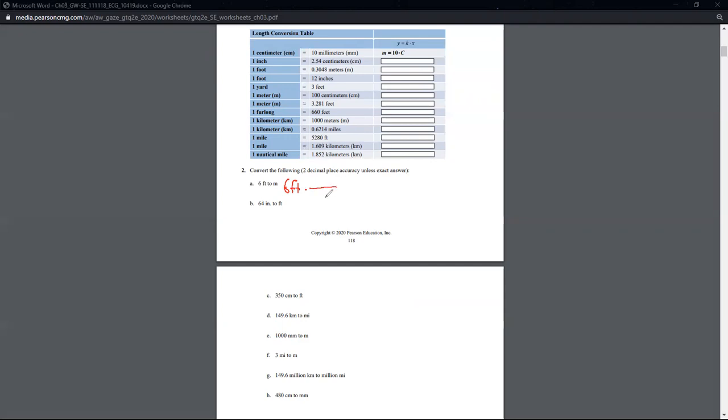And in that fraction, we need the conversion between feet and meters. We got to find that in the table. Now, I said you don't have to memorize these. They'll always be in a table or on a formula sheet or on the internet. So feet to meters, feet to meters, feet to meters. Here's 1 foot is 0.34 meters. So you could use this one. We also have 1 meter is 3.281 feet.